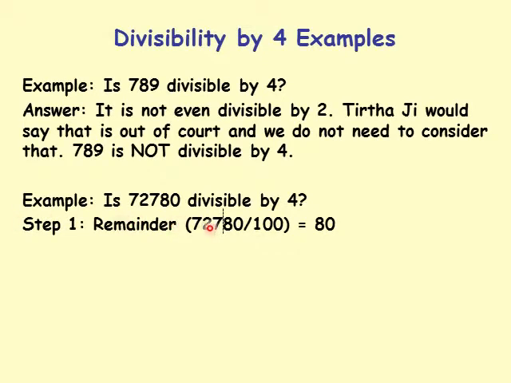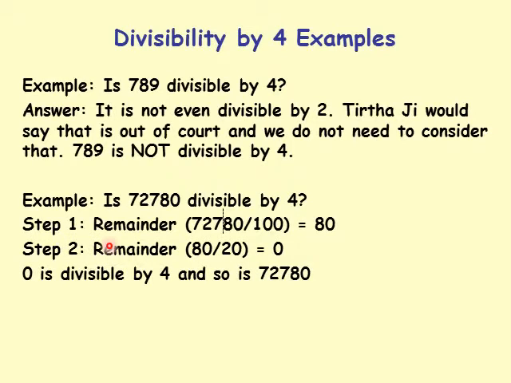Step 1. The remainder of 72780 is 80. I drew this line here to separate out the last two digits, and that's the remainder. This is how we divide by 100: 727 is the quotient and 80 is the remainder. Let's continue. The remainder of 80 divided by 20 is 0, and 0 is divisible by any number. 0 is divisible by 4, and so is 72780.